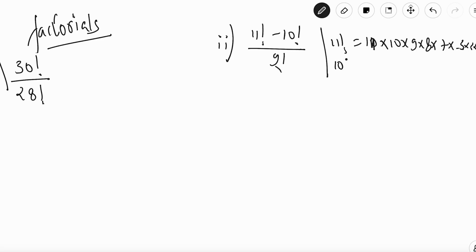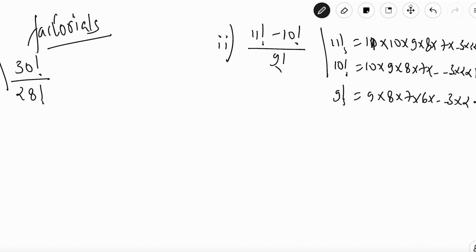Okay? 10 factorial can be written as 10 into 9 into 8 into 7 into 6 into 5 into 4 into 3 to 1. 9 factorial can be written as 9 into 8 into 7 into 6 into 5, 4, 3, 2, 1. So if you see, this 9 into 8 into 7 into 6 till 3 to 1 is present here in 10 factorial. It is also present here in 11 factorial.